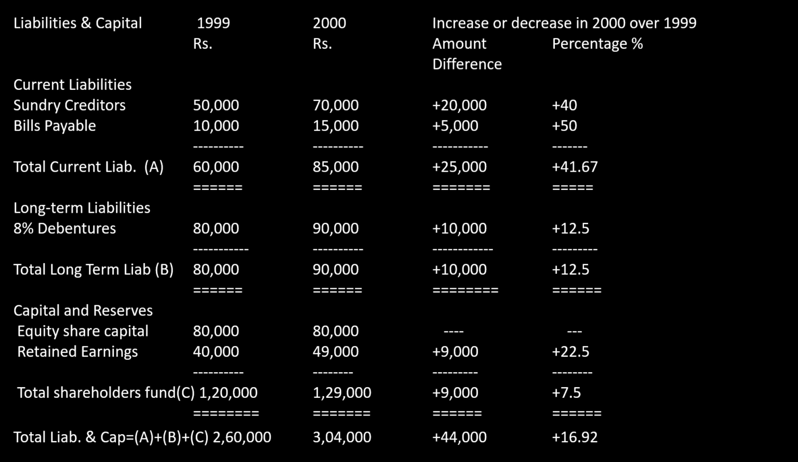Okay. Finally, I'm making the total of all the three A, B, C. A is 60, B is 80, C is 120. When I add the total of all the three, A plus B plus C, my total is 2,60,000. The same way for 92,000, my total is 3,04,000. Last year it was 2,60,000, this year it is 3,04,000. What is the difference? Same 44 as you saw in the assets.